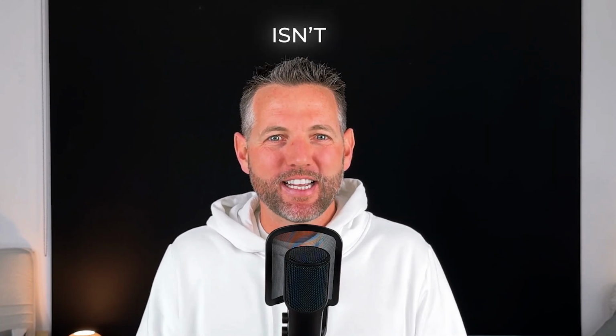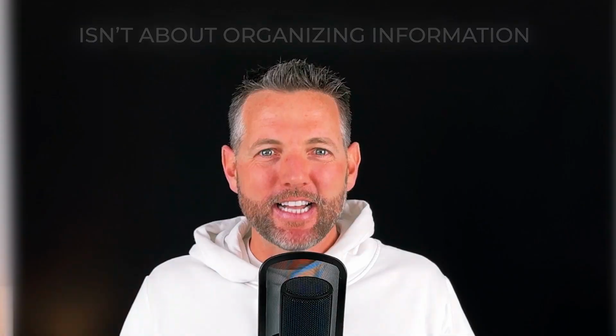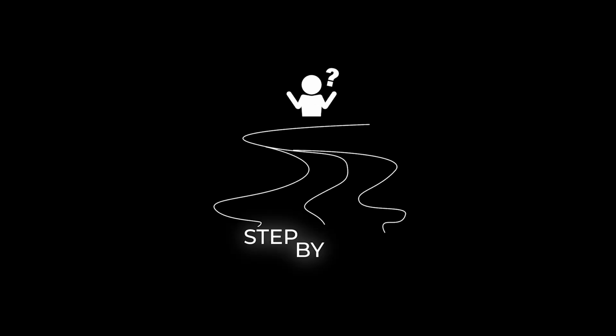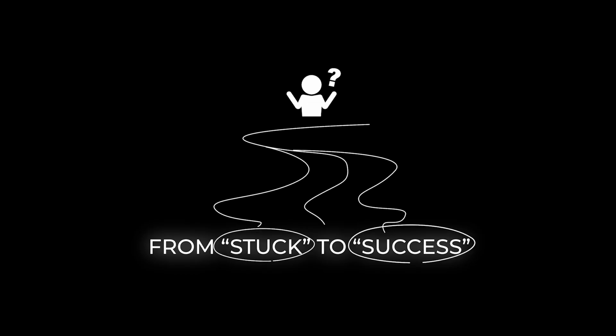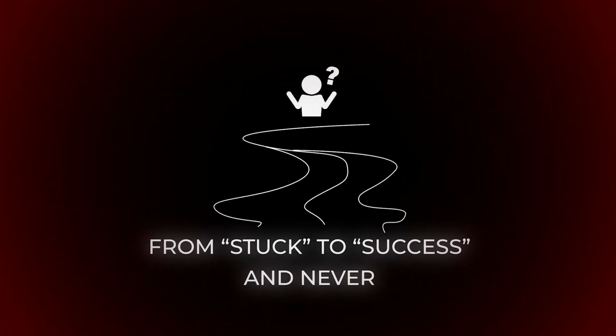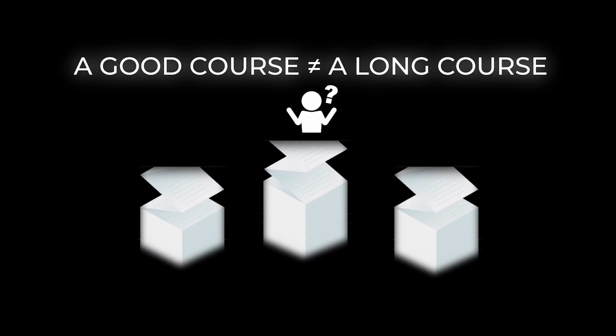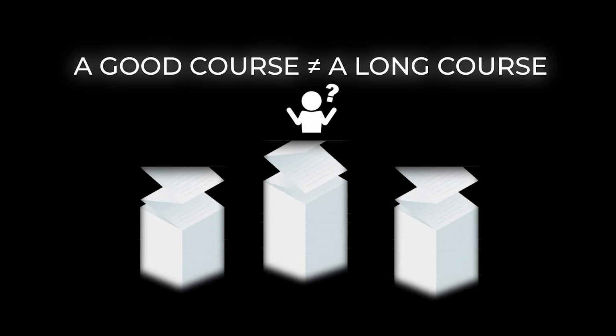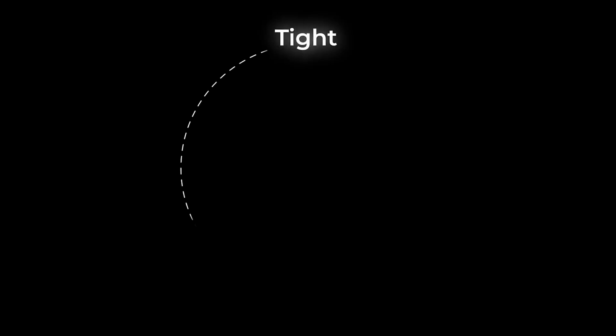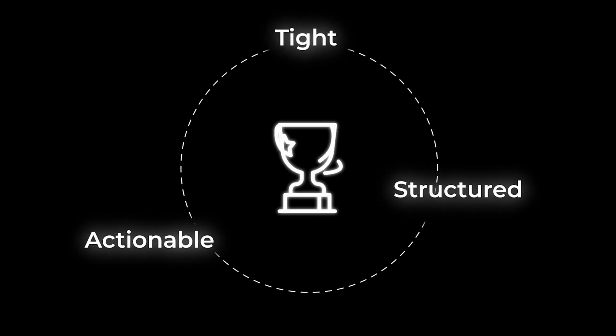So here's the main shift you need to have before you get started with your outline. You need to know that outlining your course isn't about organizing information, it's about designing a transformation. If your outline doesn't lead your students step by step from stuck to success, they'll drop off halfway through and they'll never recommend your course to anyone. And remember, a good course isn't a long course. Adding more videos just for the sake of giving the illusion of value will only overwhelm your students and dilute your results. You need to keep it tight, actionable, and structured around very clear wins.